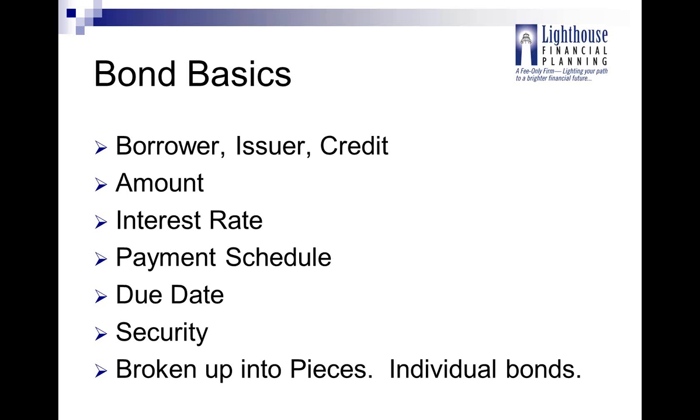The other thing is, since a loan from a government or a company that wants to borrow is usually pretty big, it's broken into smaller pieces, and those smaller pieces are called a bond. And the things to know about the bond is who is the borrower, also called the issuer, and sometimes people who work in this arena just refer to it as a credit. When they say, well, how's this credit doing, they're talking about who's the borrower. There's also the amount of the loan, the interest rate, the repayment schedule, when it's due. Is there any security offered for the loan? And again, it's typically broken up into pieces, which are the individual bonds.